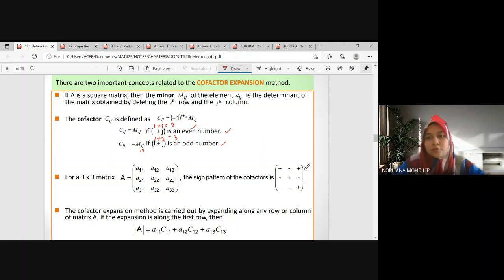If we have 4 by 4, this matrix is 3 by 3. If the matrix is 4 by 4, so we have positive, negative, positive, negative, then positive, negative. Okay, so this one negative, positive, negative, positive. If the matrix is 4 by 4, it is an alternate sign pattern.